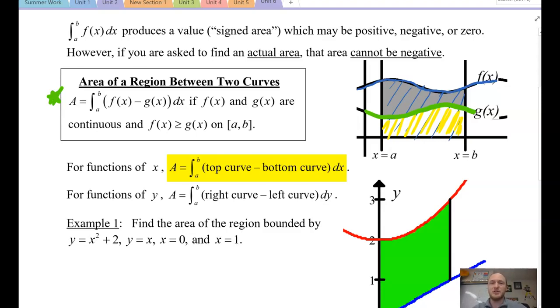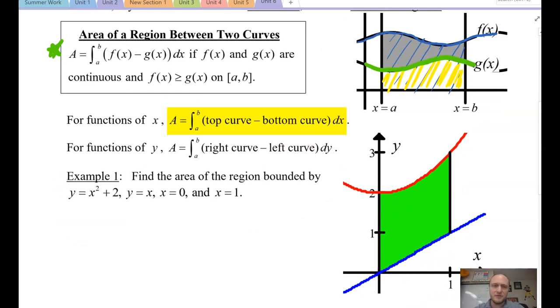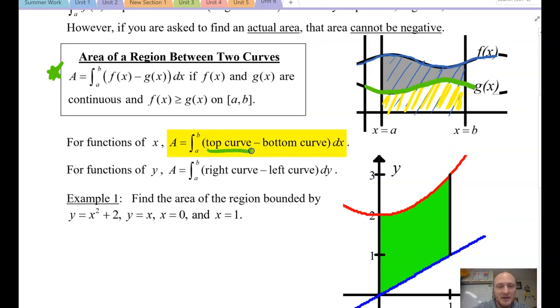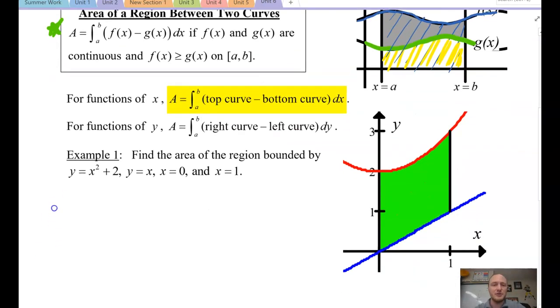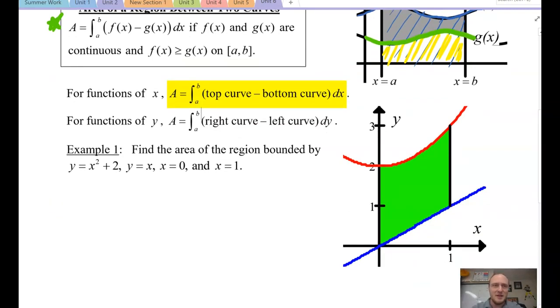It's important to note that the function that you list first must be the top curve, the top curve minus the bottom curve. That's very, very important. We're also going to look at example 2, which is like this, where we're going to subtract the left curve from the right curve. This is because the function is going to be in terms of y. We're integrating with respect to y, hence the dy. So it's right minus left. And we'll look at an example there.